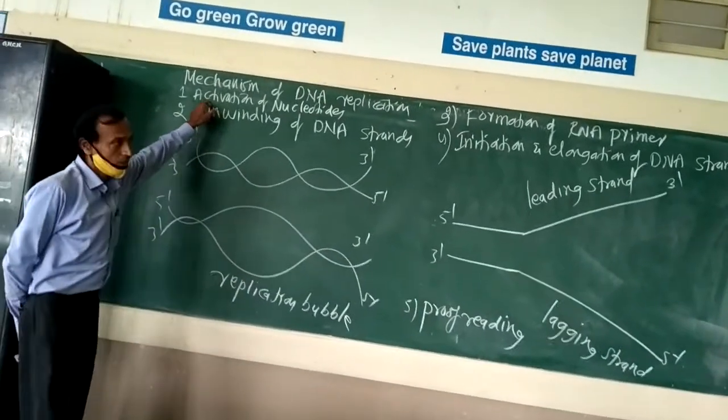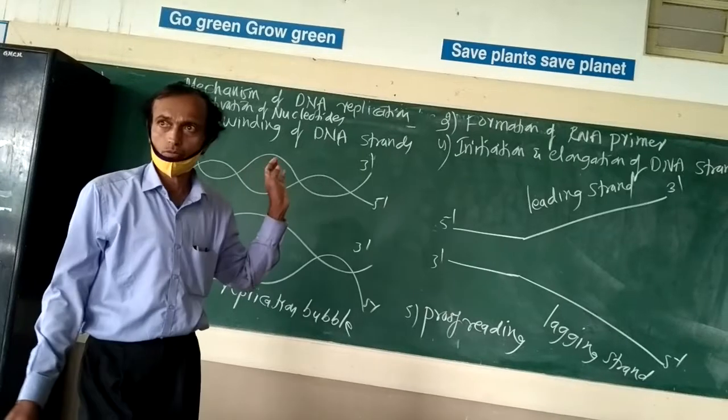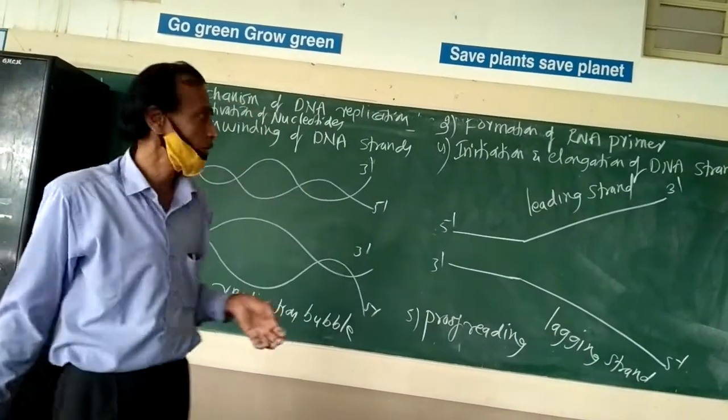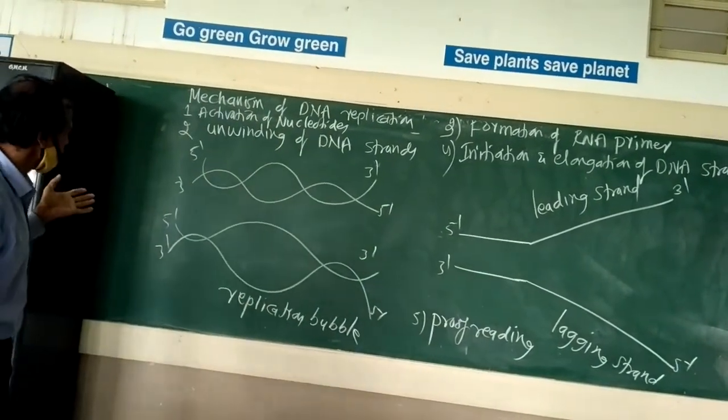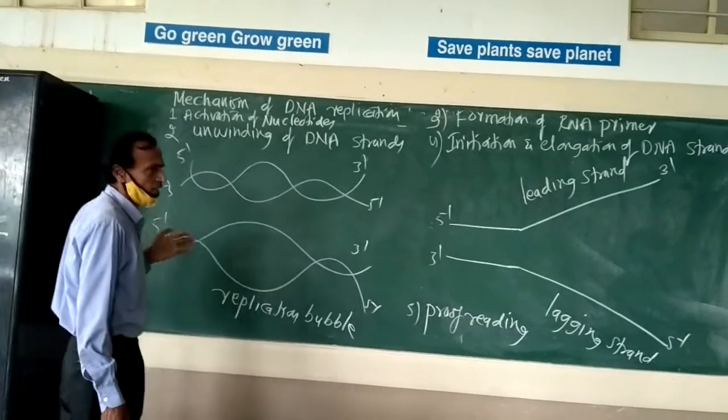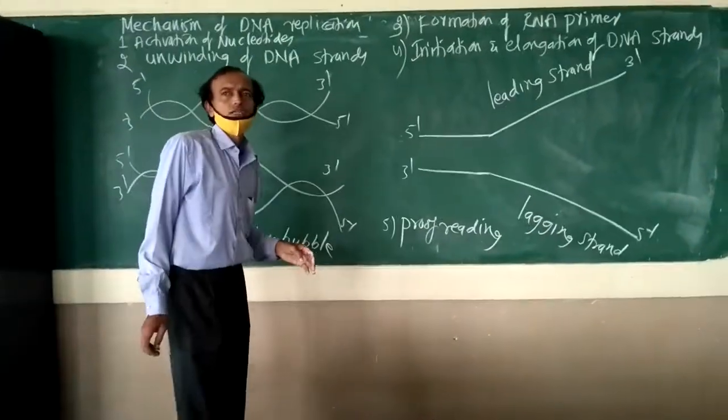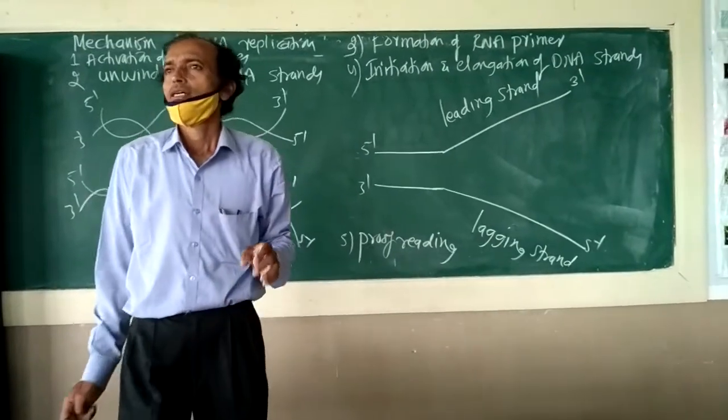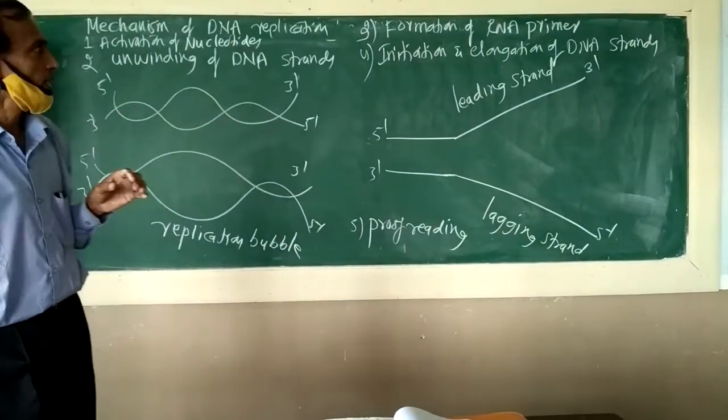The nucleotides are to be activated before they are used for the formation of new DNA strands. So here, the nucleotides of DNA are added with phosphates by the enzyme DNA.